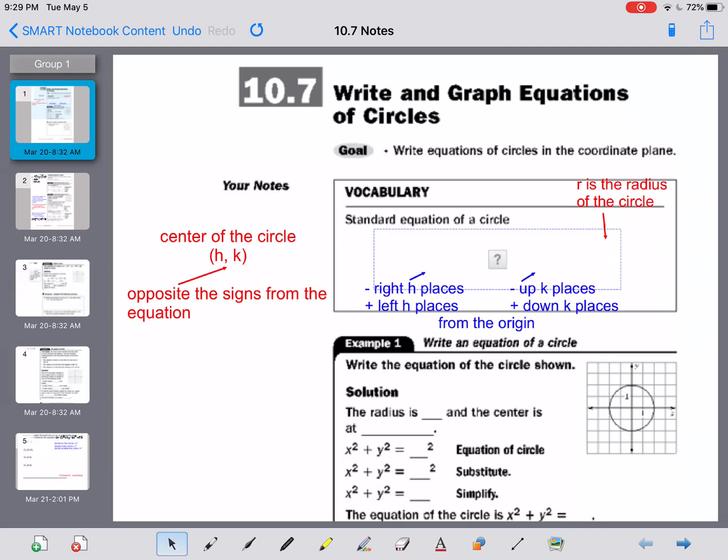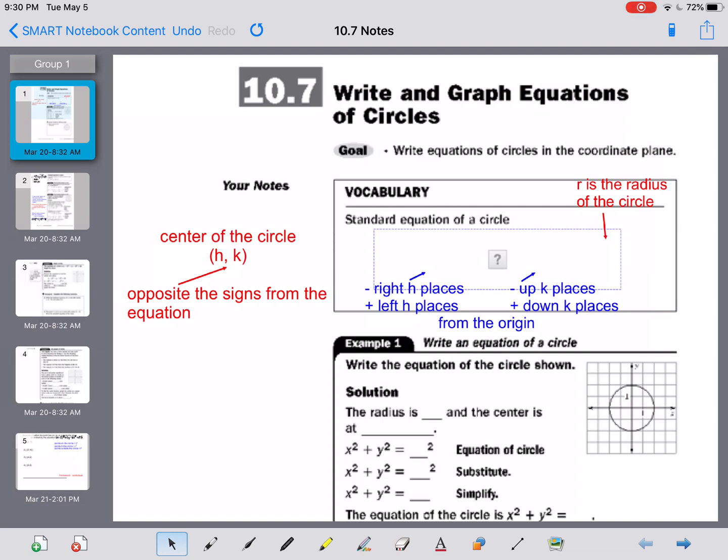10.7, Write and graph equations of circles. This is our last and final section in Chapter 10, and it's going to take on a completely different feel today as this kind of goes back into a little more algebraic about circles and writing and graphing those, okay? So the big thing for this entire section is this first vocab, which is the standard equation of a circle.